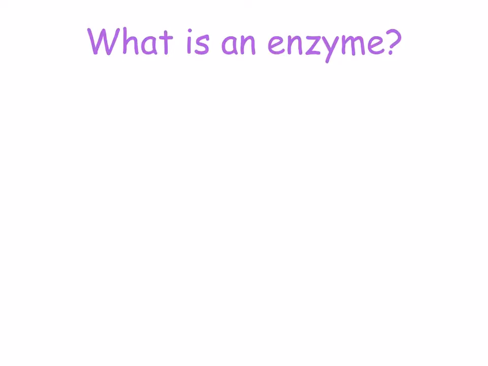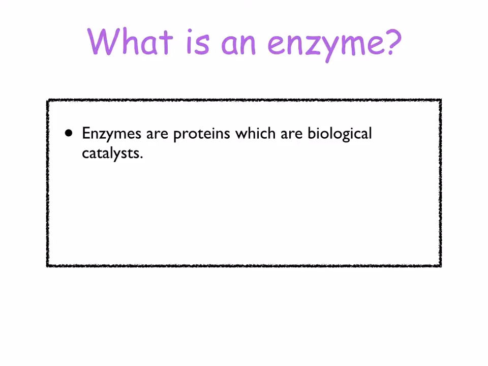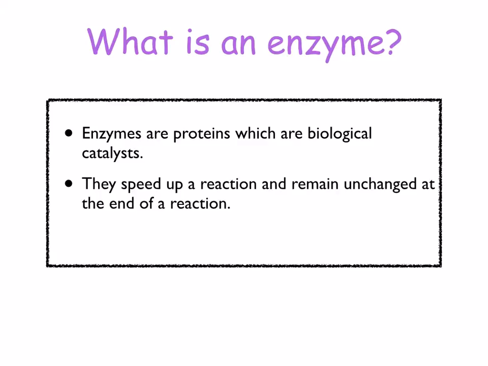So what is an enzyme? Enzymes are proteins which are biological catalysts. Now a catalyst alters the rate of reaction without itself undergoing permanent change. It can therefore be used repeatedly and is thus effective in tiny amounts. So enzymes speed up a reaction and remain unchanged at the end of a reaction.